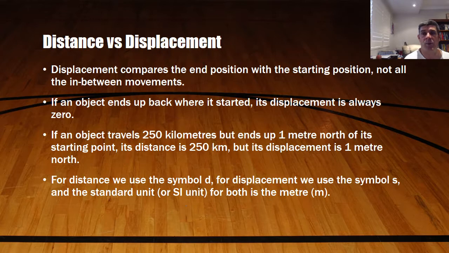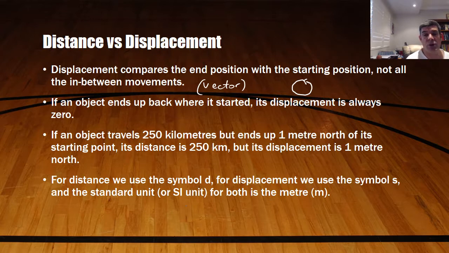So the first thing that we want to have a quick look at is the difference between distance and displacement. Displacement is a vector quantity. We're interested in displacement in comparing the end position with the starting position. Hence, if you run round a circular track, you will end up exactly back at the point you started. Your displacement will be 0, but you may have run 400 meters.